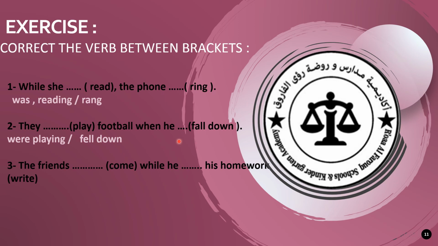Number 3: the friends, between brackets we have come, while he, write, his homework. After while we use past continuous. Excellent. So the first sentence is the short action. This is in simple past. The friends came while he was writing. Bravo.